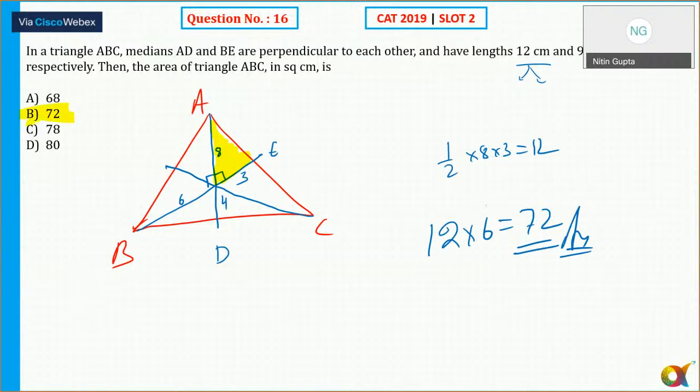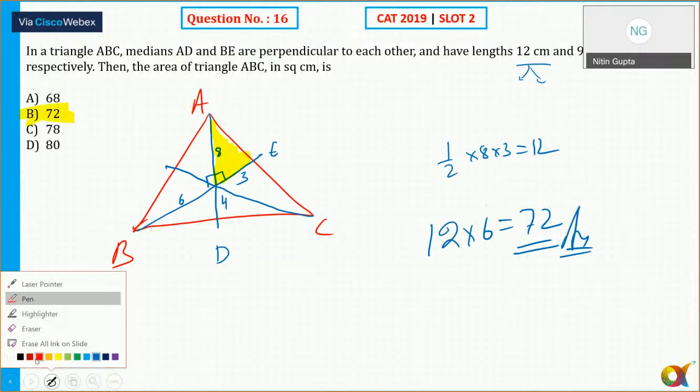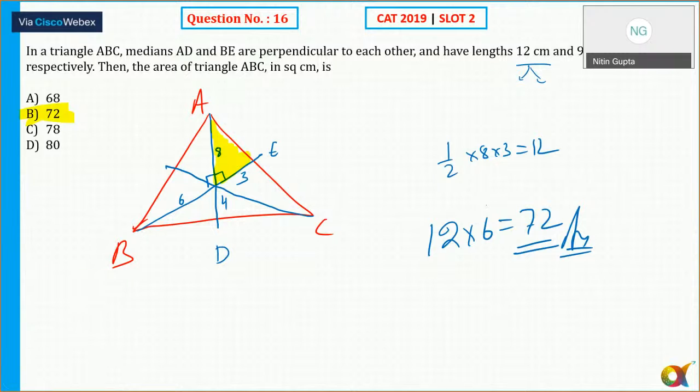So any doubts to anyone now? Can we move to the next question? Please respond. Can we move to the next question, guys? Okay.